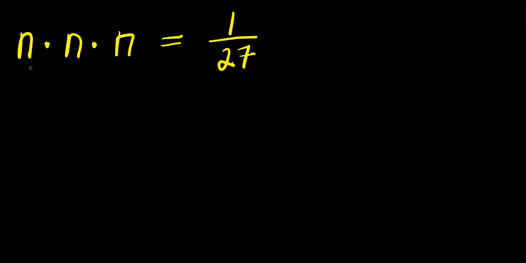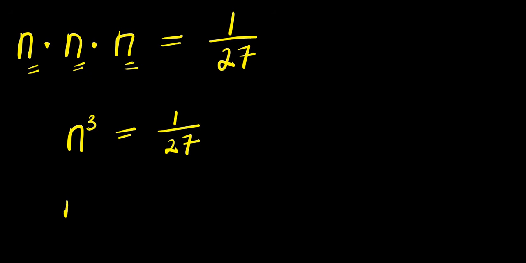Hello, how to solve n times n times n equals 1 divided by 27, solving for all values of n that satisfies this equation. So n times n power 2 times n, that is n power 3, equals 1 divided by 27.